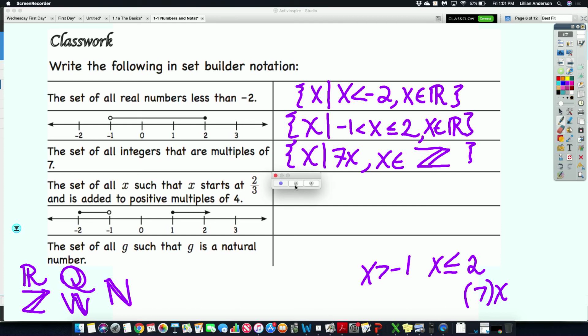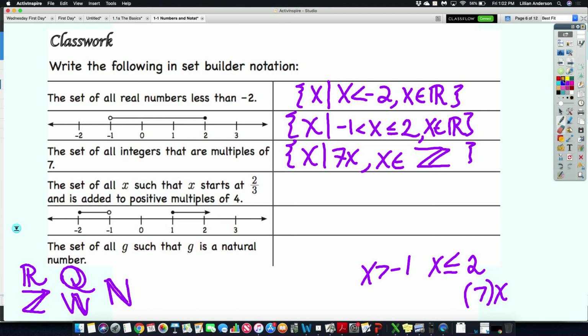All right, so let's take a look at these. You know, it's a short period, so I want to make sure we can get through all 12 of these slides, and we still got to go over interval notation as well. All right, so for these, we're looking for the set of x values such that x starts at 2/3 and is added to positive multiples of 4. This one's pretty loaded, okay?